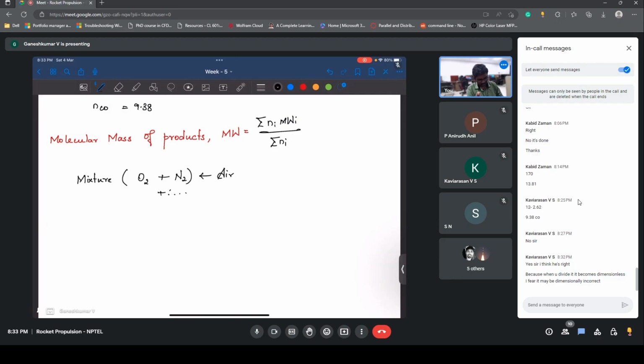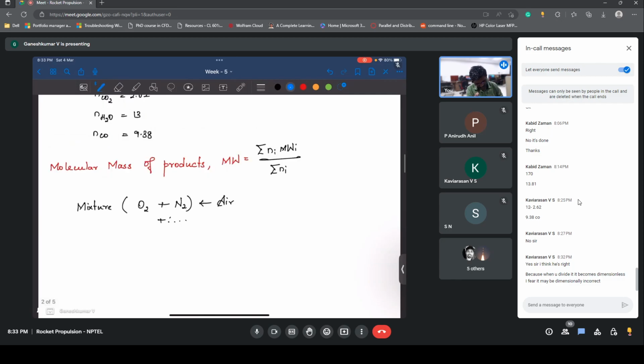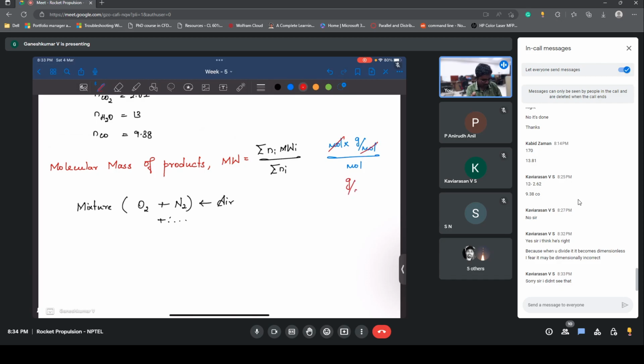No, Kaviyarsan, if you look at it, this is the number of moles and this is also the number of moles. This is only in terms of gram per mole, right? When you multiply these two, the numerator becomes gram, so the dimensionality is still right. It's moles times gram per mole divided by the total number of moles, so you cancel it and again get gram per mole. Molecular weight is gram per mole, right?